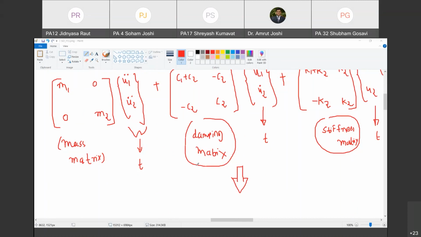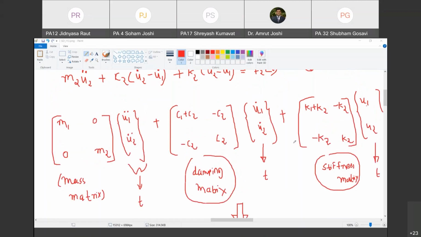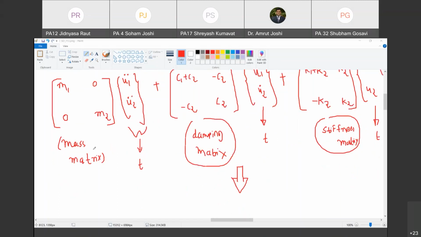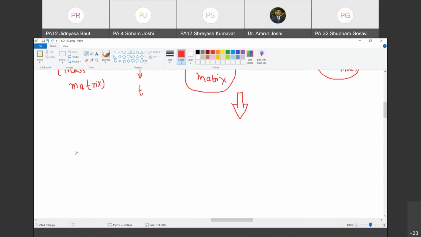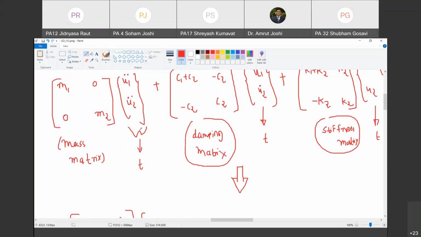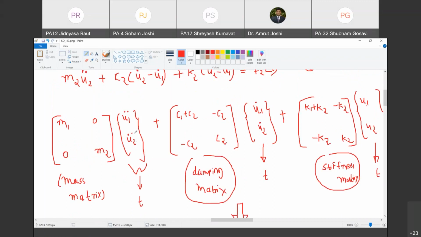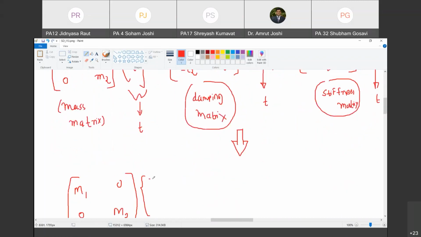But if I apply that transformation and somehow all these matrices become diagonalized, after applying that transformation, if the mass matrix remains diagonal but with new elements which are denoted by capital M. Are you with me? Yes, sir. And as I have applied the transformation, it will not be u1 double dot and u2 double dot now. It will be the transformed degrees of freedom. I'm going to call them z1 double dot and z2 double dot.